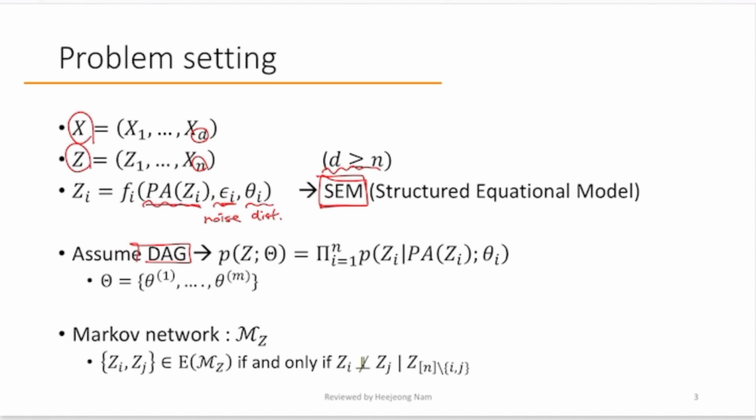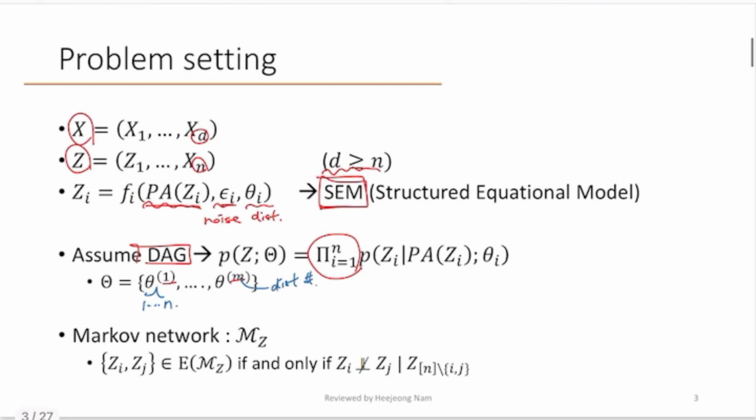We call it a DAG. This implies that the probability distribution of Z given theta can be written in factorized form. The theta here is theta 1 to theta m, where m is the number of distributions. For example, theta 1 includes the subnotation 1 to n, which is the latent variables' dimension. We also use the notation MZ to represent the Markov network of latent variable Z. An edge of this Markov network exists if and only if Zi and Zj are not independent when the nodes excluding i and j are given. Okay, this is the simple problem setting.